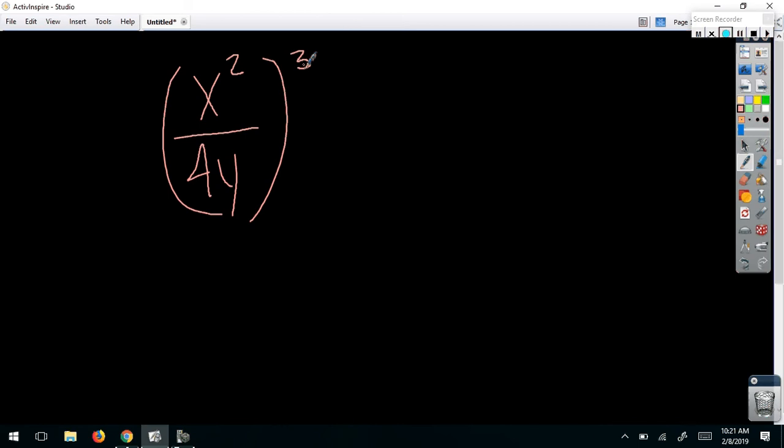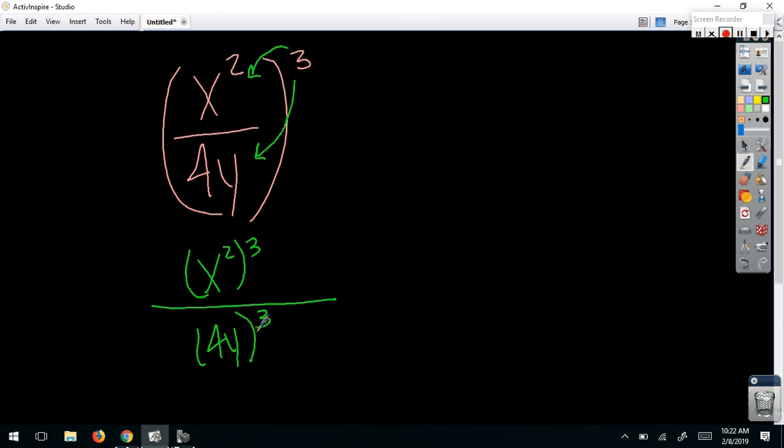All right, so distribute to the top and the bottom, right? Look what happens. I've got x squared to the third. And I'm going to put parentheses around because I want it to go to the whole bottom. That's called power of a quotient. What did we do to get from the pink to the green? We distributed top and bottom.